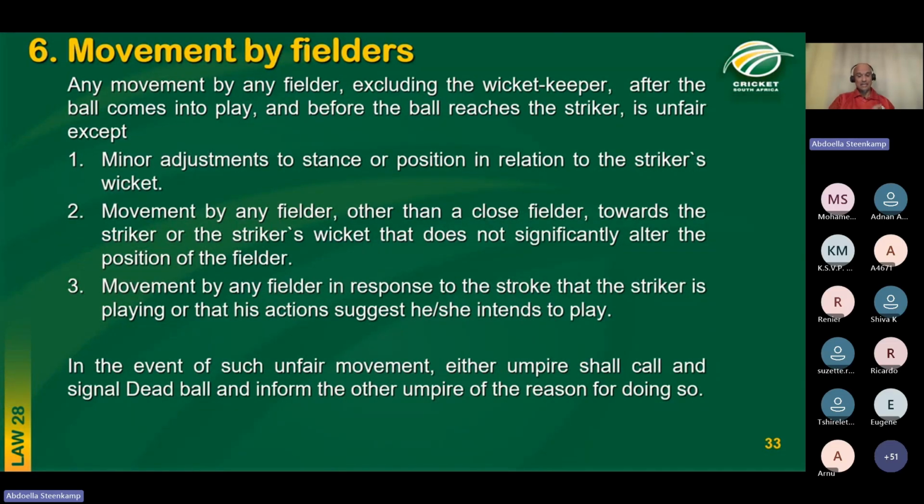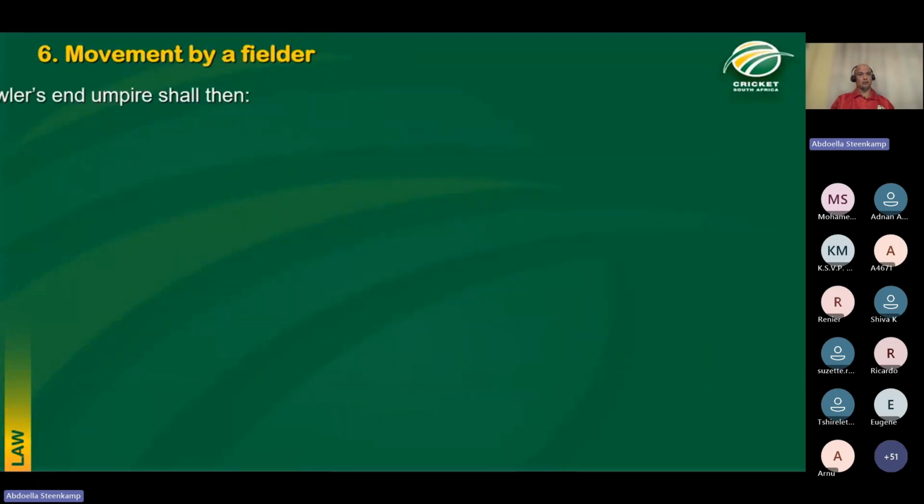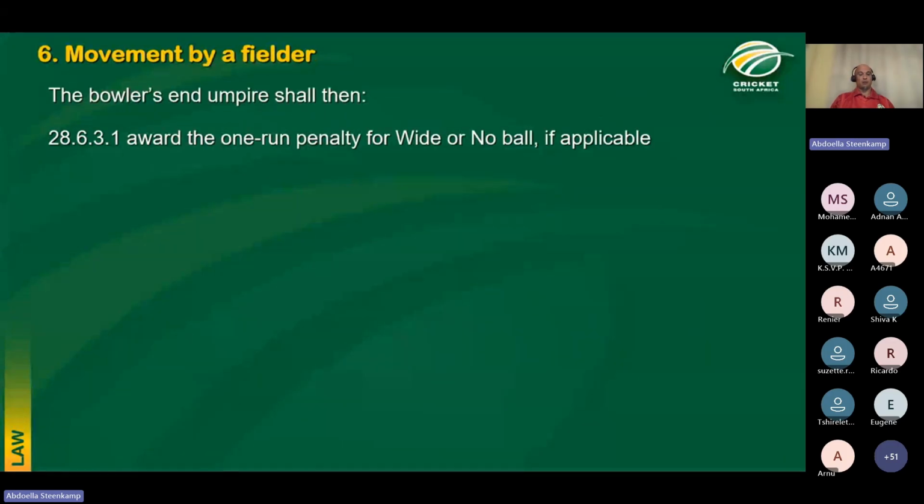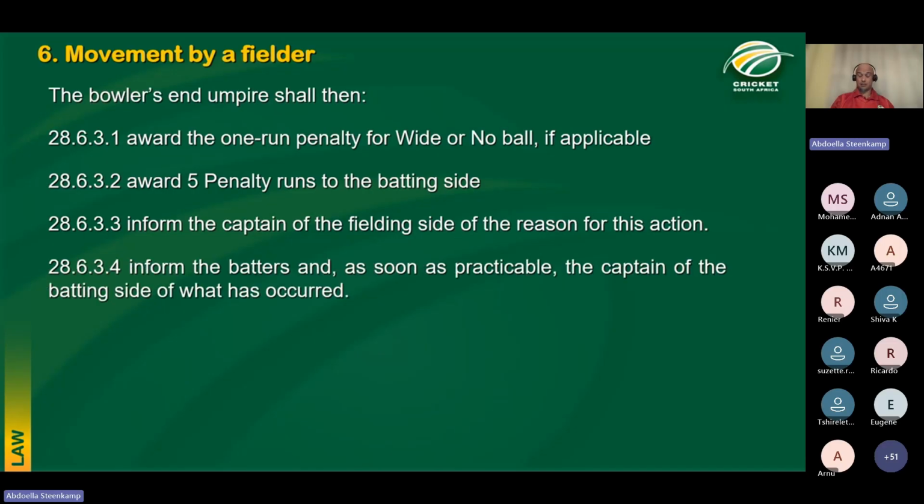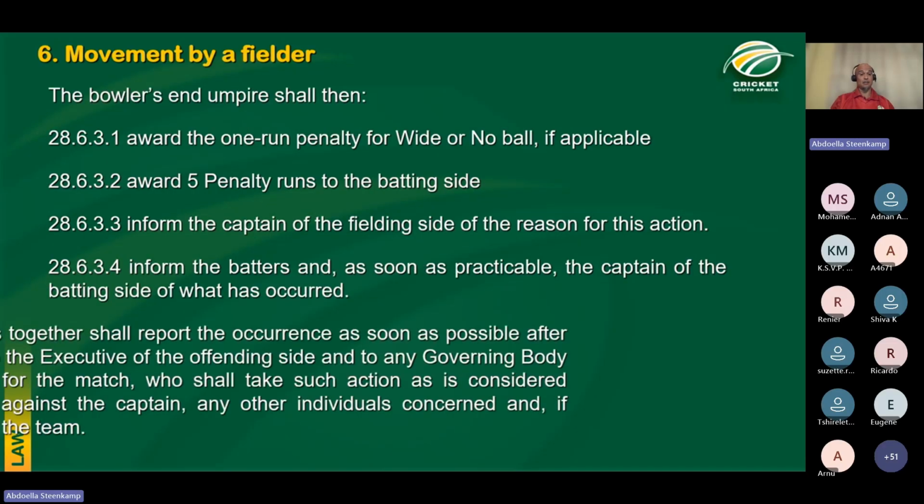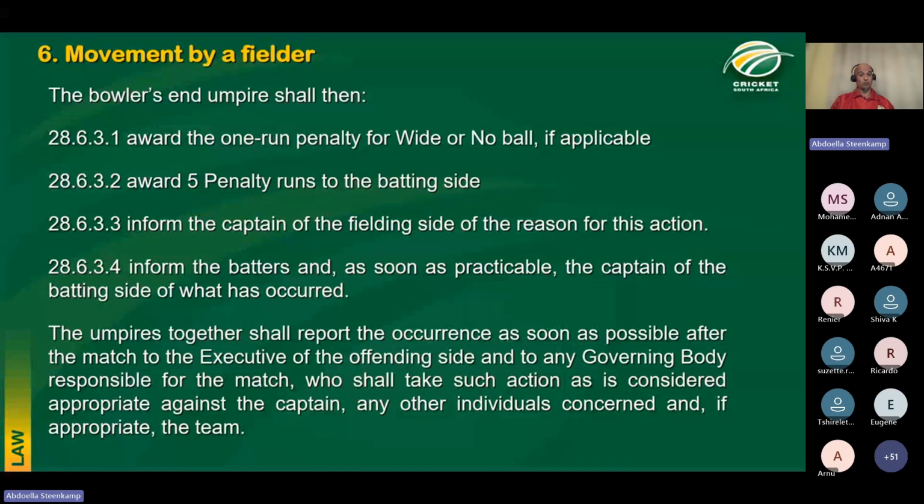But if there is any unfair movement by any fielder, the umpire needs to do the following: call and signal dead ball. There's further punishment. If there was a wide or no ball, that counts. 5 penalty runs to the batting side for unfair movement by the fielder. You need to inform the captain of the fielding side of the reason. Inform the batters and, when possible, the captain of the batting side. And according to law, you need to report this to the governing body of cricket for this particular match.